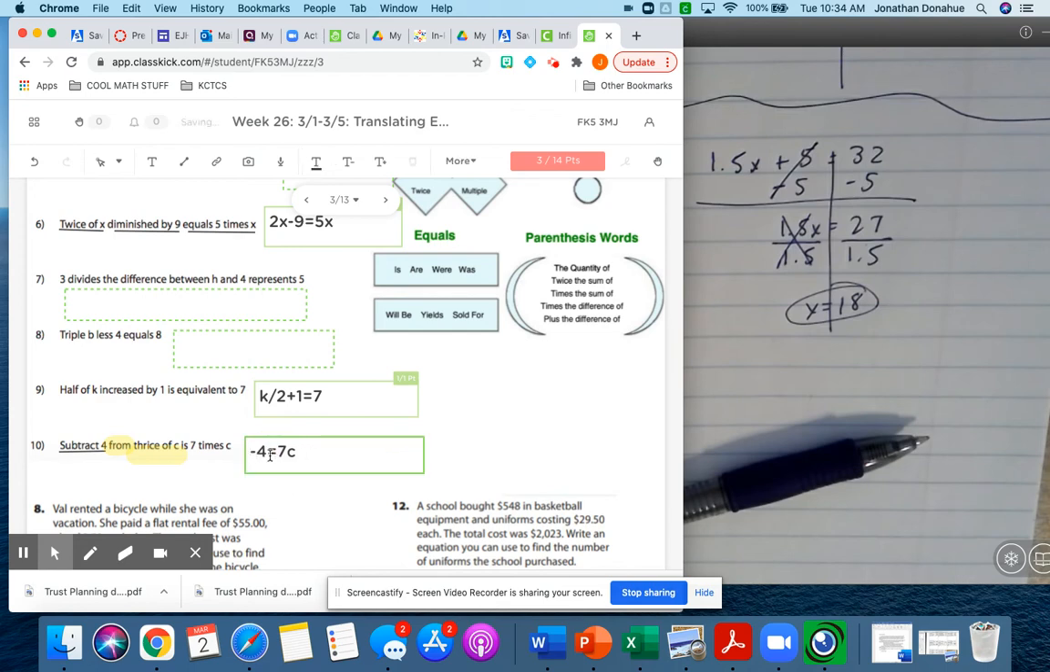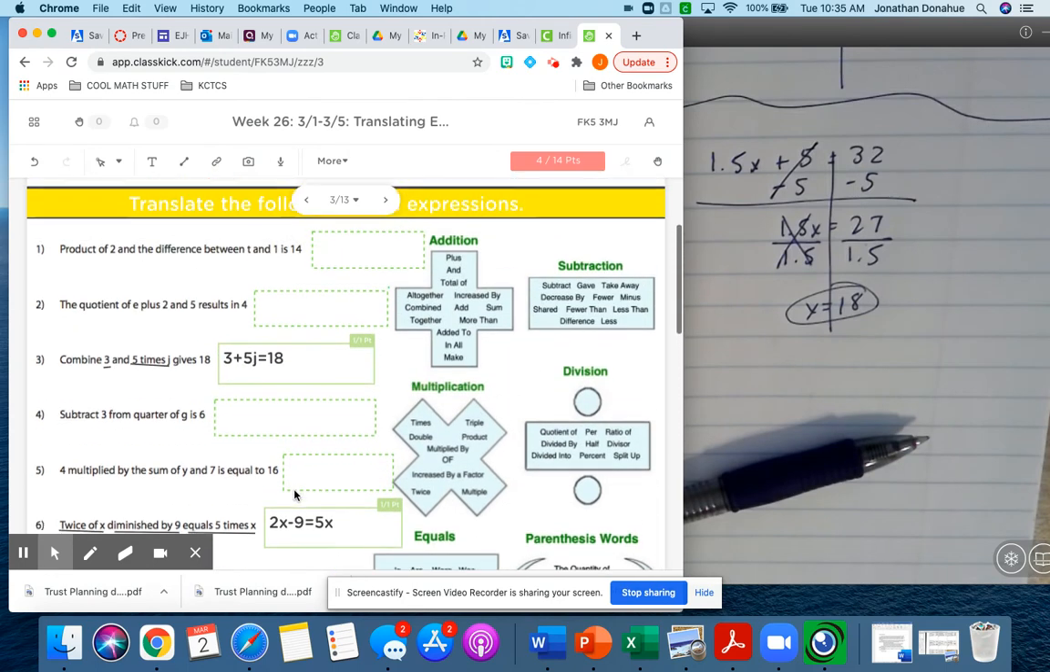Let's see. Did I goof up? Subtract 4 from thrice of c. Oh, it's c. Goodness gracious. Okay, I was like, what did I do wrong? See, even I get caught up in the words there. I just put the wrong letter in.